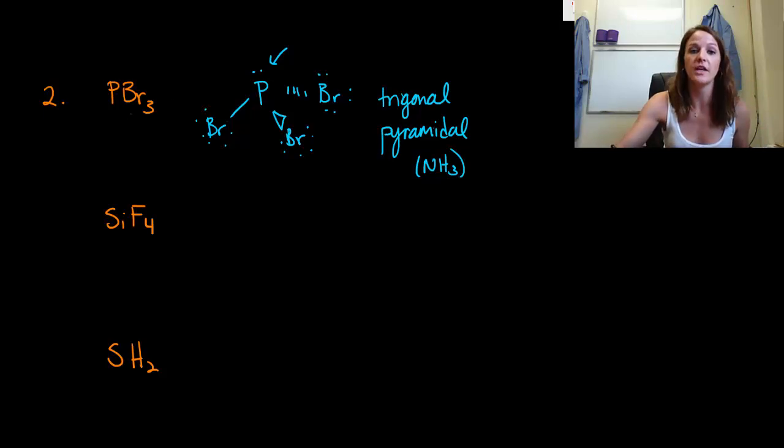If you see something like this, a group 5 atom surrounded by 3 different things, it's probably going to look like a trigonal pyramidal, the way ammonia does. So just start to try to recognize these patterns, because hopefully that's going to make things easier for you, okay?